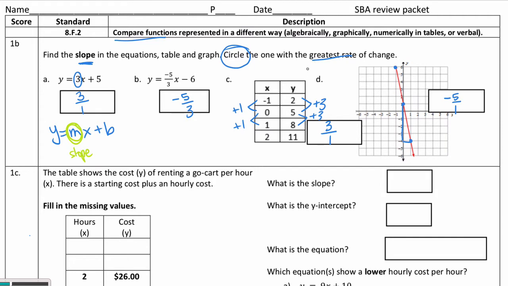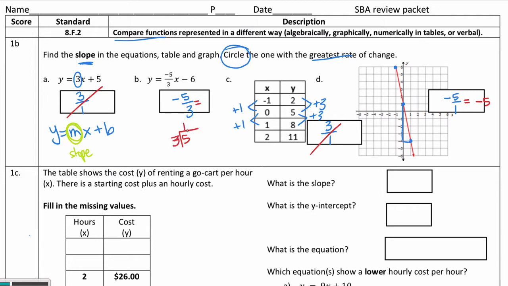It means the steepest slope. So it's not going to be 3, and it's not going to be this 3, so it has to be either negative 5 over 3 or negative 5 over 1. Well, negative 5 over 1 is just negative 5. Negative 5 over 3, well, that can be simplified. So negative 5 divided by 3, let's just call that 5 divided by 3.